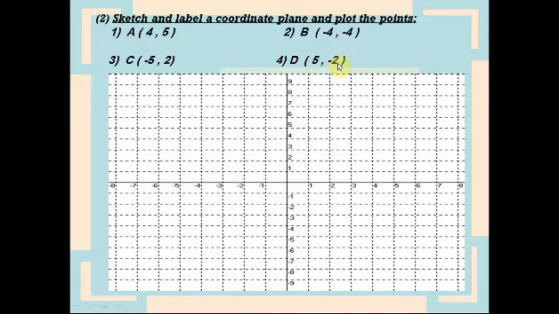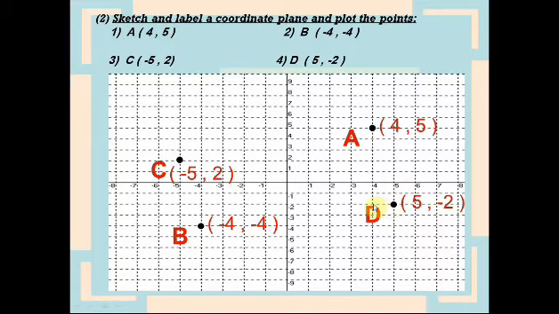Another example: point A (4, 5), point B (-4, -4), point C (-5, 2), point D (5, -2). This is point B (-4, -4): -4 in x and -4 in y. Point A (4, 5): 4 in x and 5 in y. Point C (-5, 2): -5 in x and 2 in y. Point D (5, -2): 5 on the x-axis and -2 on the y-axis. This point represents point D.